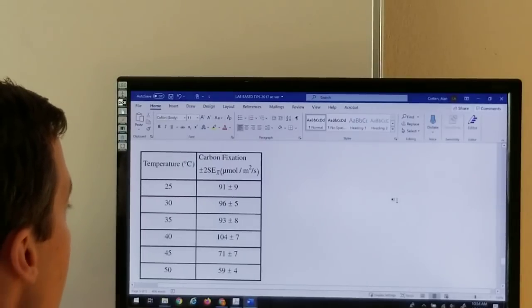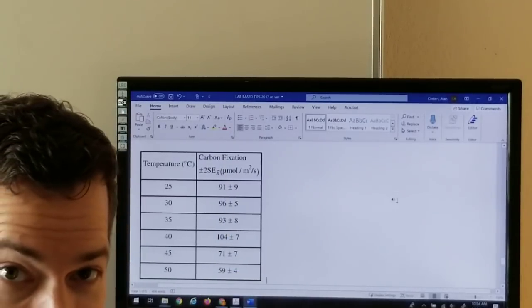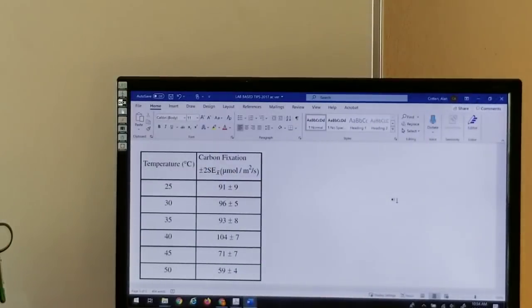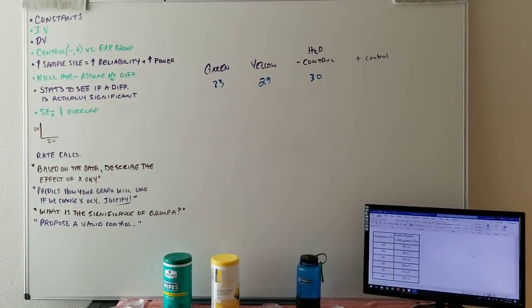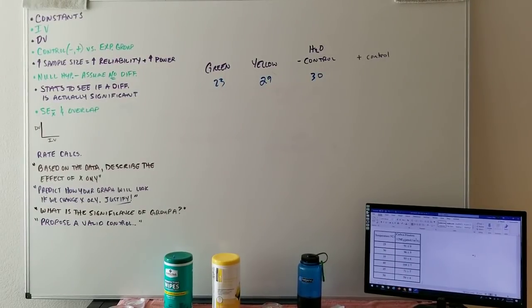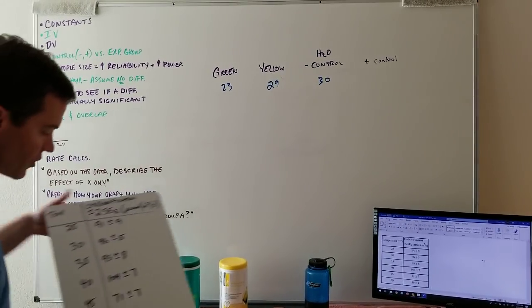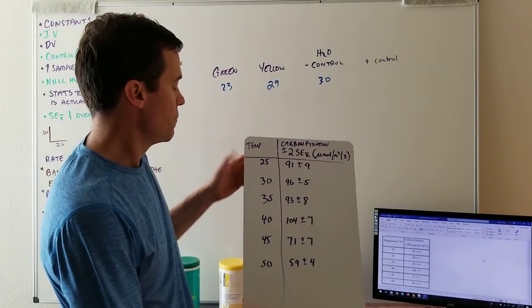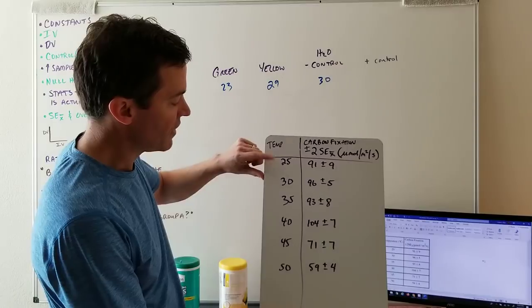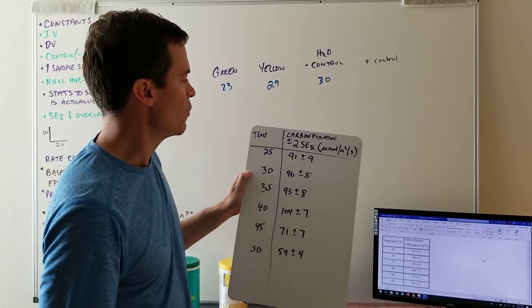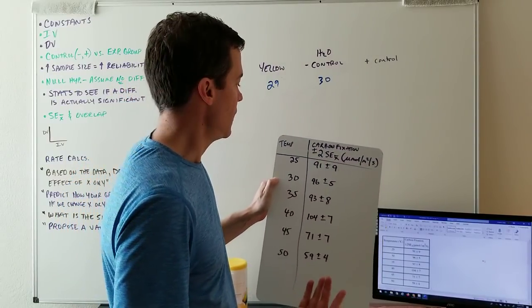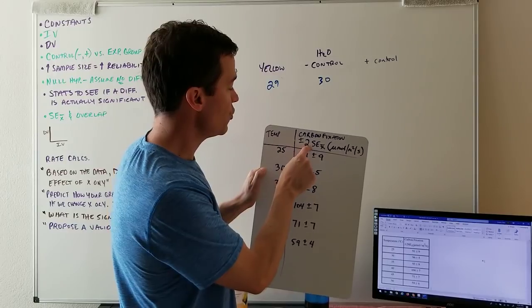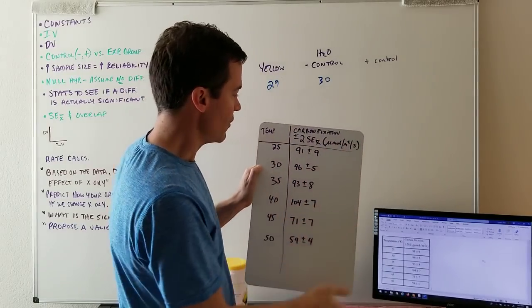One last thing, they might give you a data table and ask you whether or not they overlap. So let me show you that. So here's the data table that's on the screen. I know you can't read it right now, so I just wrote it this way. So this is just some data for some experiment at temperature 25, 30, 35, and so forth. And we were measuring carbon fixation. So this is probably an experiment on photosynthesis. It says plus or minus 2 standard errors of the mean, and then they give me units.